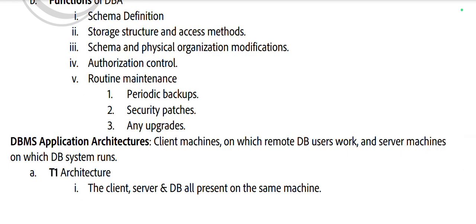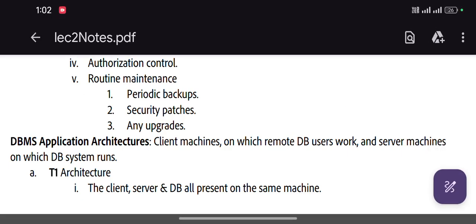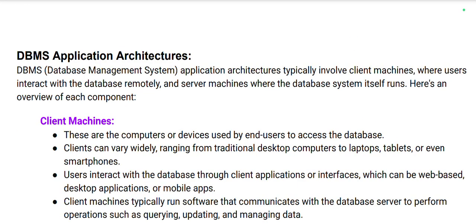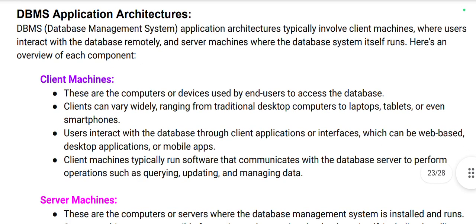DBMS application architecture. The second topic is DBMS application architecture. Database management system application architectures typically involve client machines, where users interact with the database remotely, and server machines, where the database system itself runs. Overview of these two components. First is the client machine.